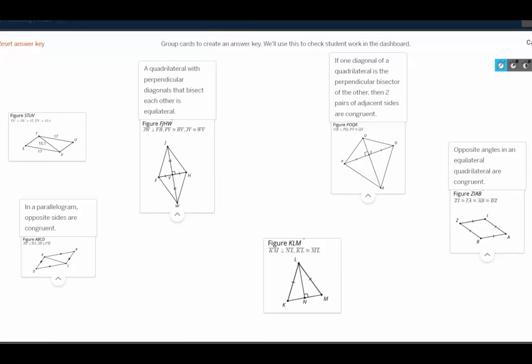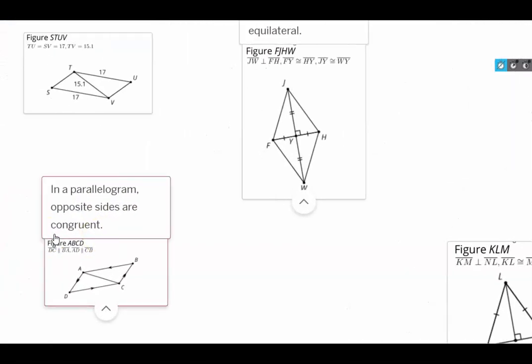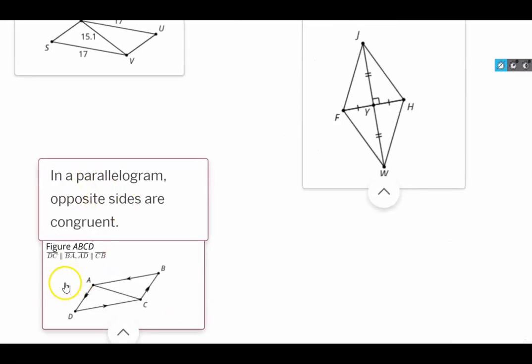Okay, this is the answer key to the second set of slides here. So we're just trying to match slides with these statements. If we look over here on the left, the first statement says, in a parallelogram, opposite sides are congruent. I'm going to zoom in a little bit. So if we look at this parallelogram, opposite sides are congruent. This is a parallelogram. We know that because these two opposite sides are congruent to these two opposite sides.